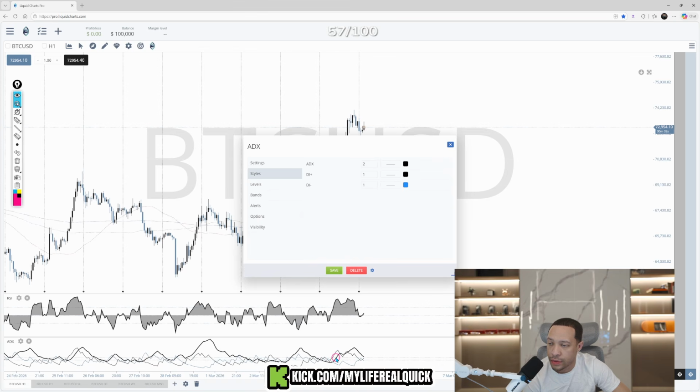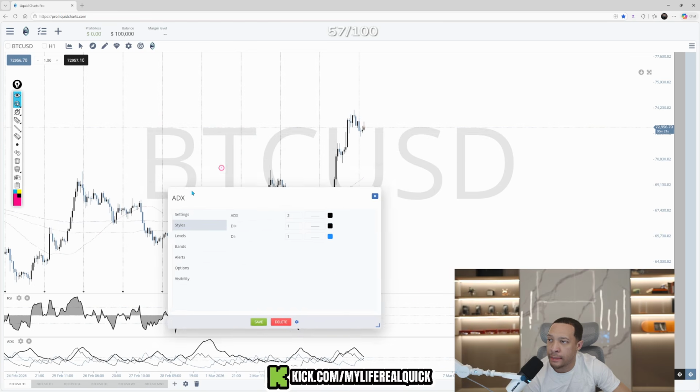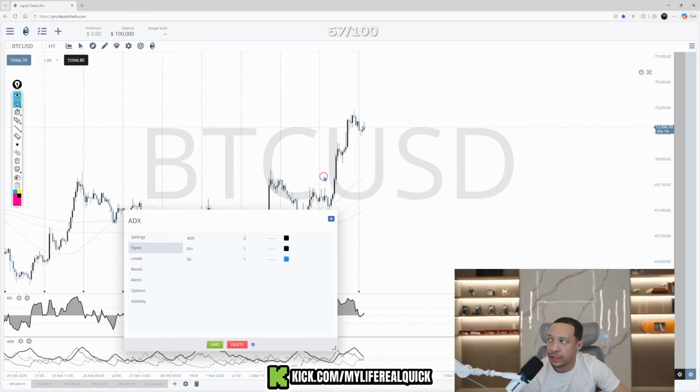It's very simple. This black line, which is my D plus line, I made it match my candlesticks. So you can see here, these black candlesticks is my D plus line. The D minus line will be in reference to my blue candlesticks. All right, so I color coded it to match the candlesticks.